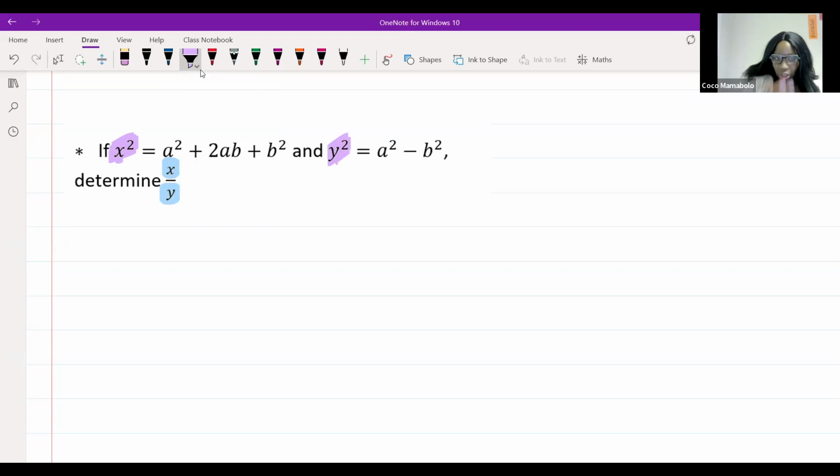So how do we consolidate? How do we go from x over y to an x squared and a y squared? Think about that mathematically. How would we go about that? I'll give you guys a hint.